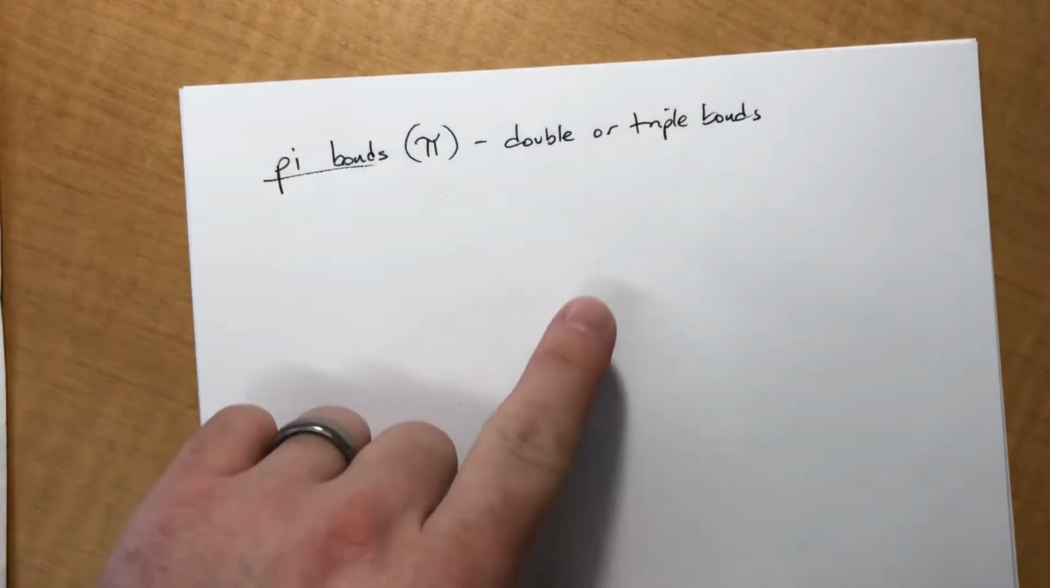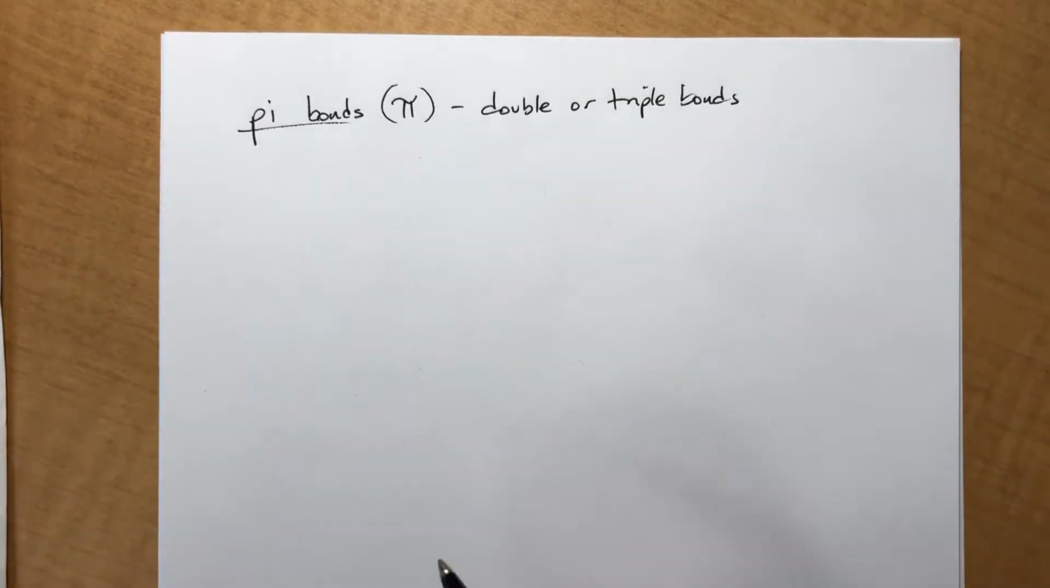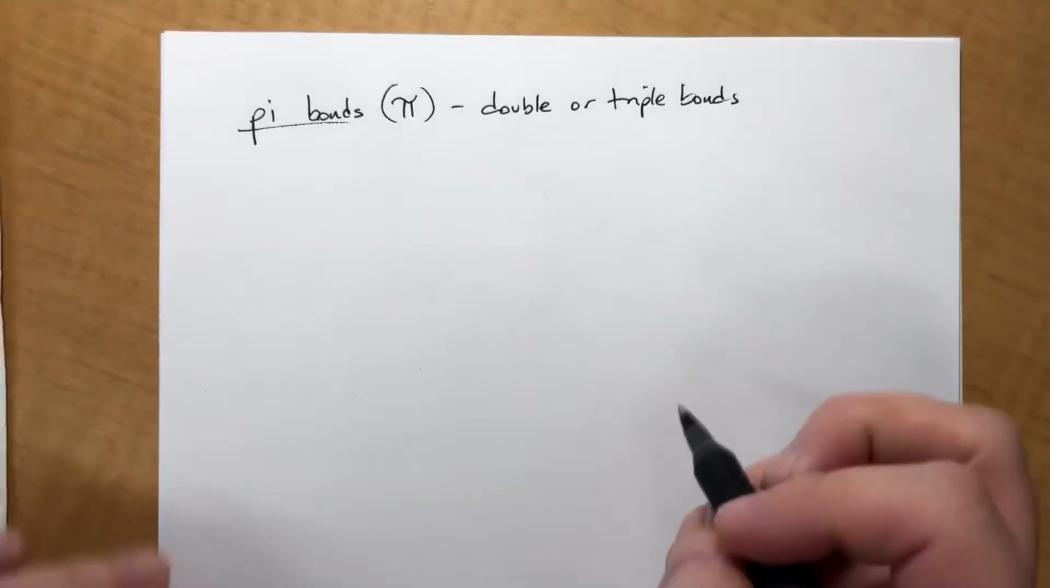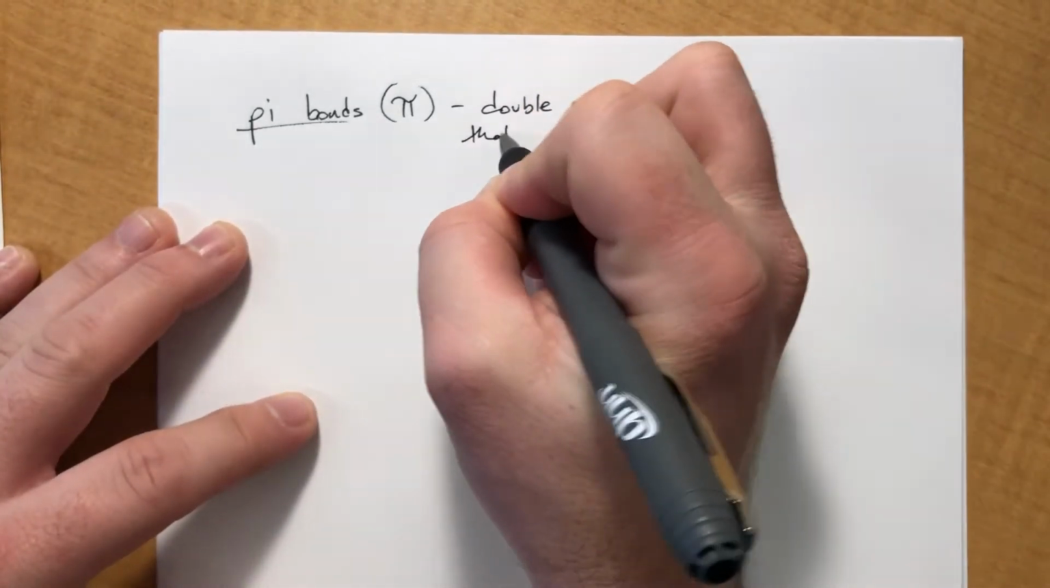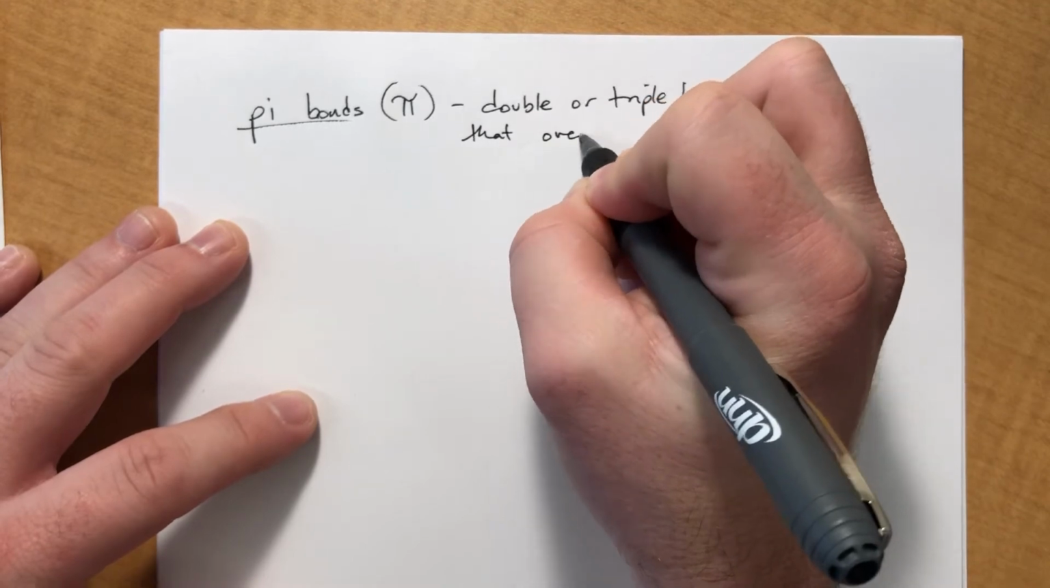Okay. So in the last one I said made of hybrid orbitals. Just check. Okay. Double or triple bonds that overlap side to side.